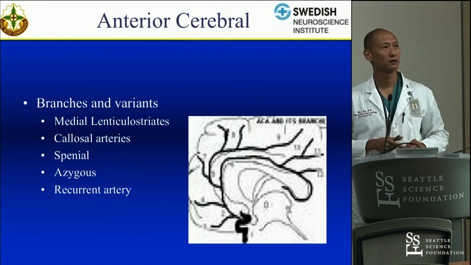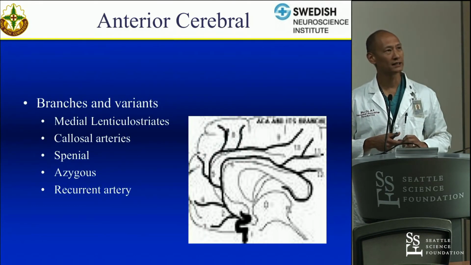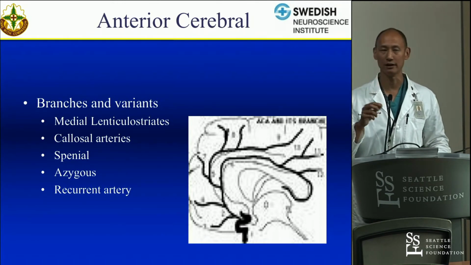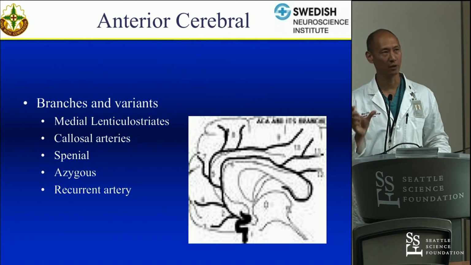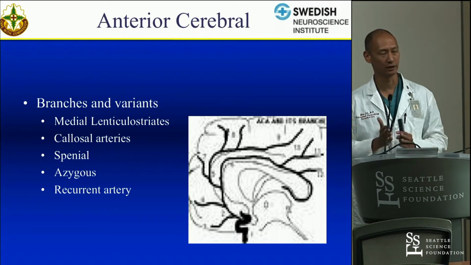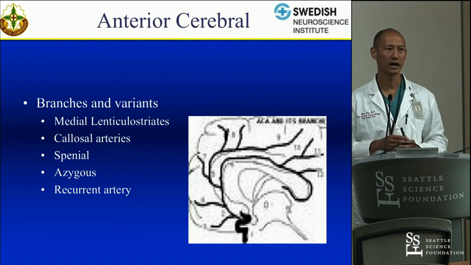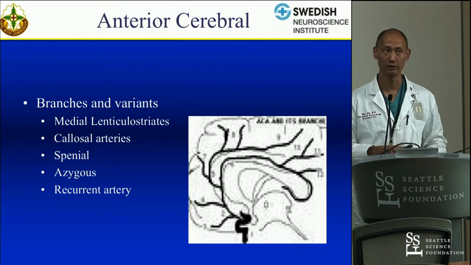Splenial branches I talked about, callosal arteries. Azygos: a true azygos ACA is actually a common trunk ACA, not an A1 that gives rise to both A2s, because that azygos is going to be more because of some abnormality in embryologic development. There's a higher association as well with aneurysms.